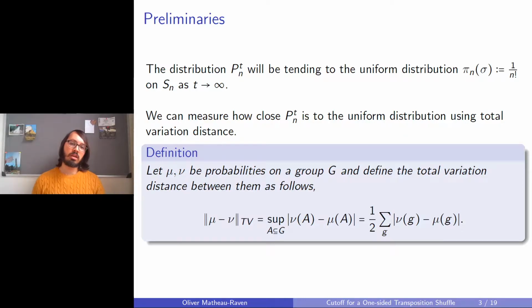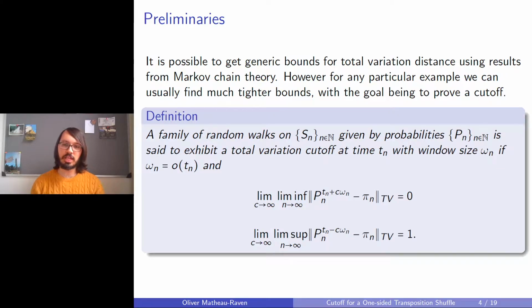We want to also measure how close our deck is to uniformly random, and we do this using total variation distance, which is 0 when the probabilities are the same and 1 when they're totally different. Now that we can measure how close our deck is to the uniform distribution, we want to know how fast this convergence happens. And it's possible to get generic bounds on the convergence of any random walk using theorems from Markov chains. However, for any particular example, we can find a much tighter bound, with the overall goal being to prove a cutoff.